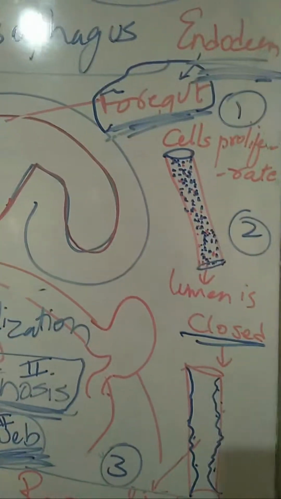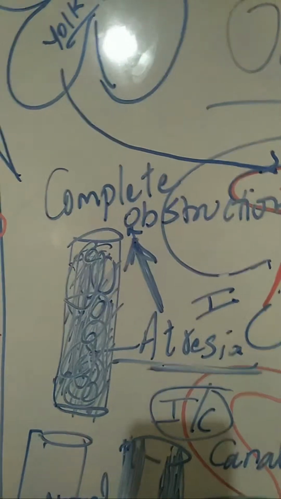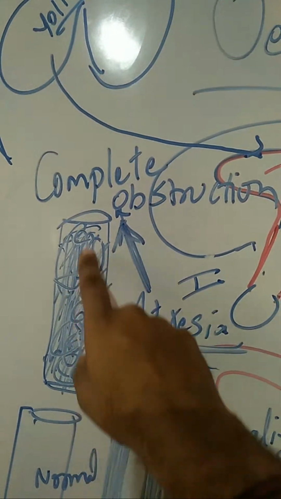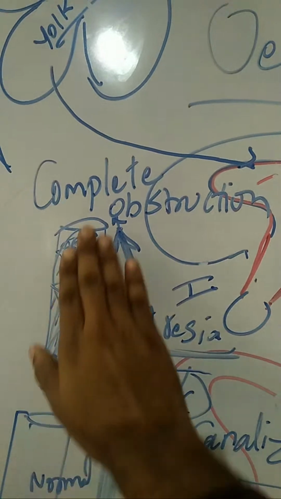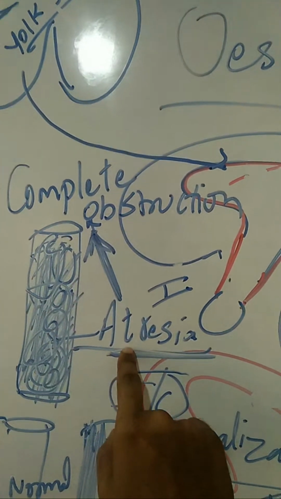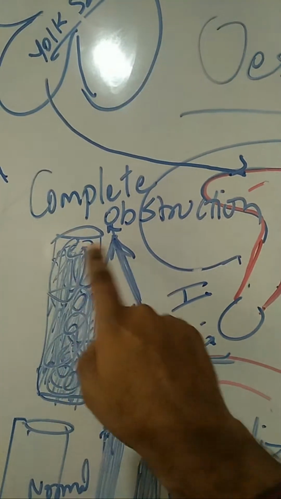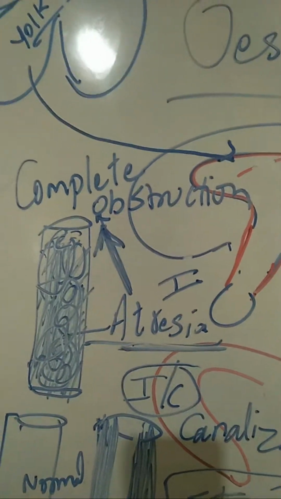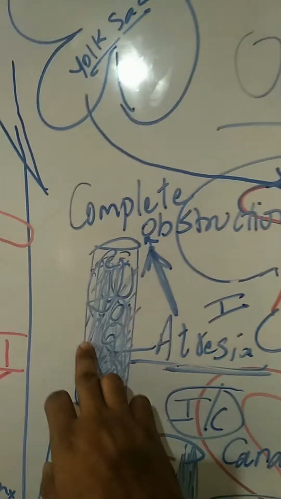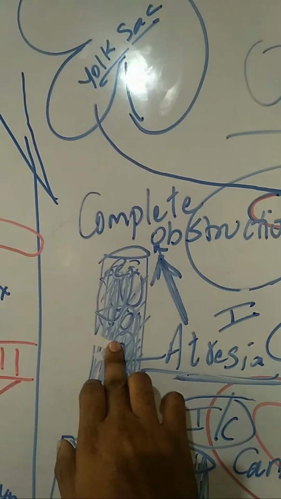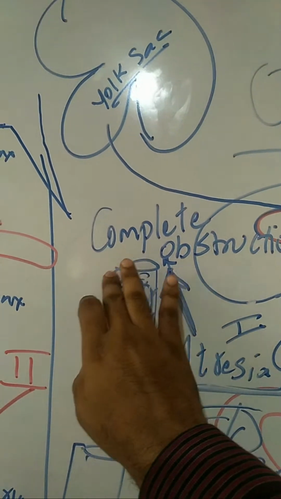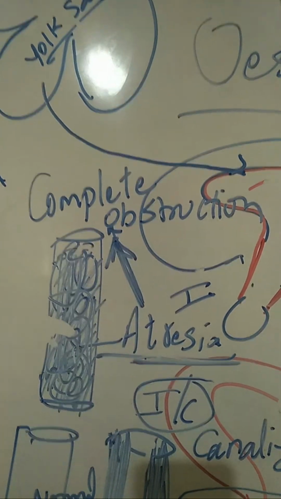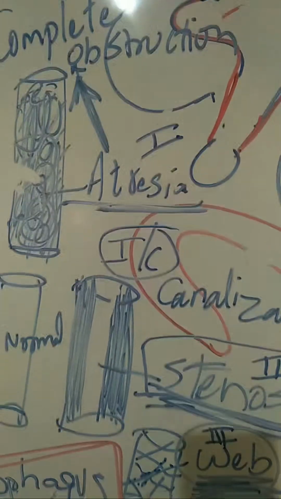Now coming to the anomalies with respect to the esophagus. If the central cells fail to disappear and completely obstruct the lumen of the esophagus, the condition is called esophageal atresia. Complete obstruction of the lumen of the esophagus is called esophageal atresia. It is usually fatal unless there is some connection between the esophagus and trachea, an oblique connection. That is called tracheo-oesophageal fistula.